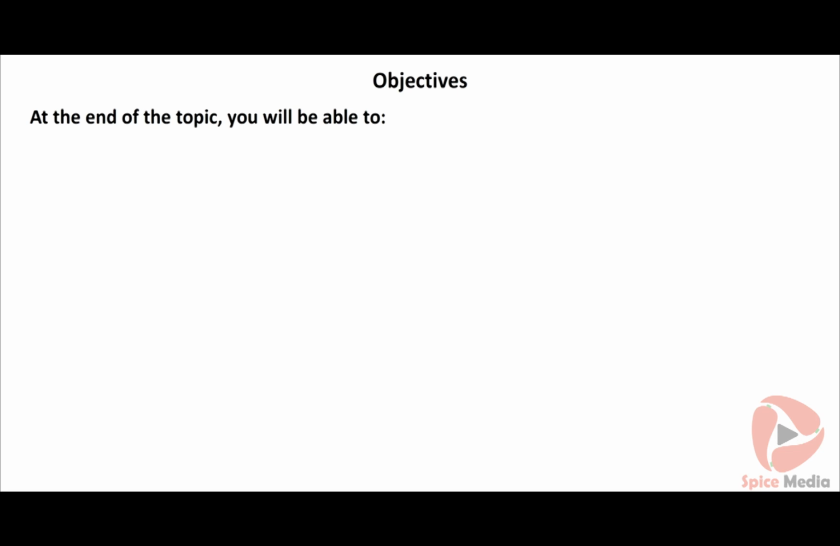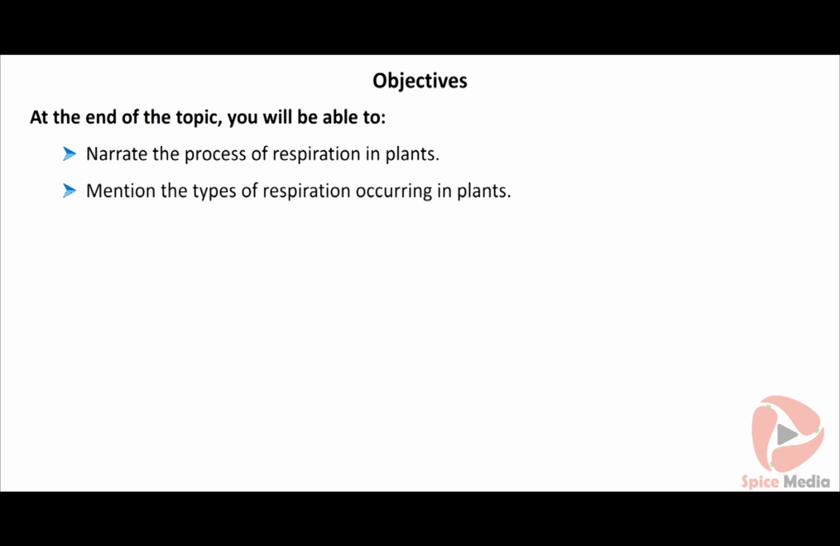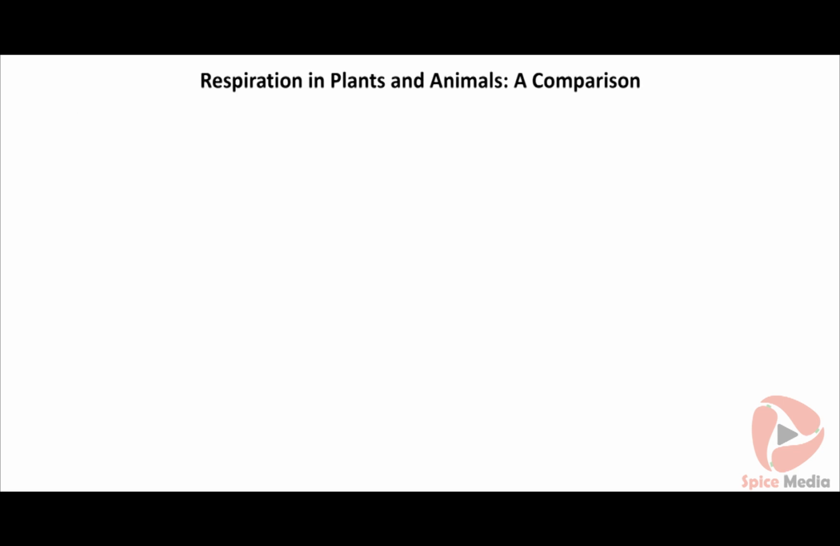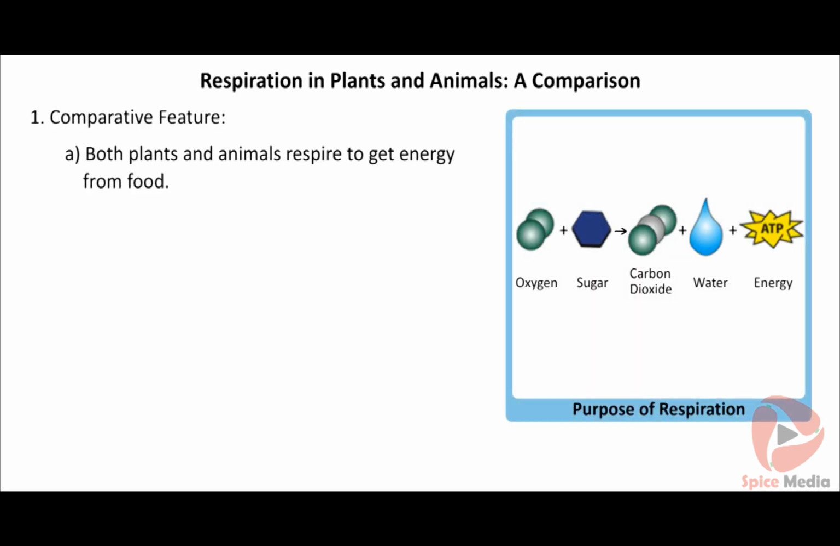At the end of this topic, you will be able to narrate the process of respiration in plants, mention the types of respiration occurring in plants, draw the structure of stomata, explain how respiration and photosynthesis are contrasting yet complementary processes. Plants, like other living organisms, respire to get energy from food.